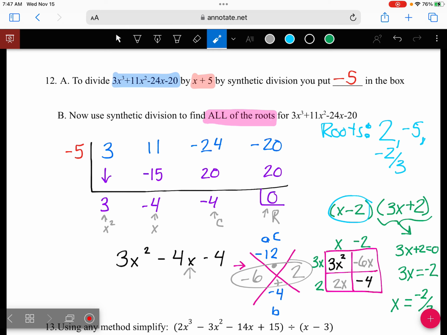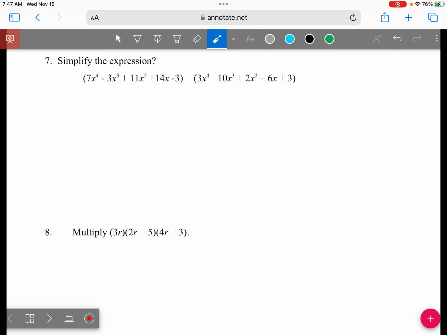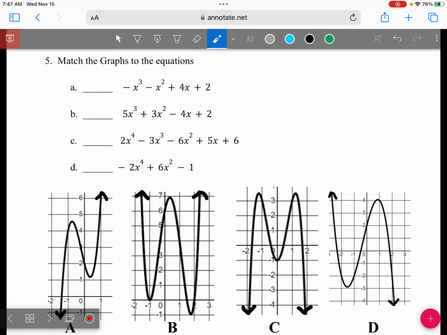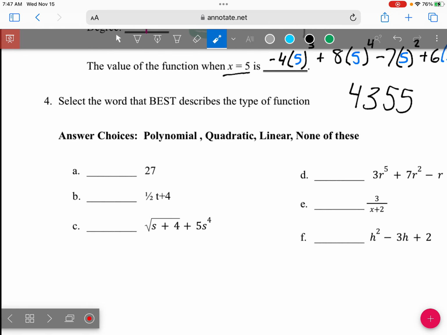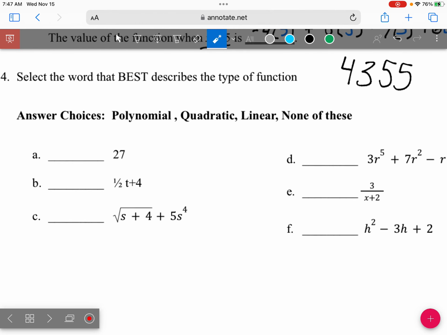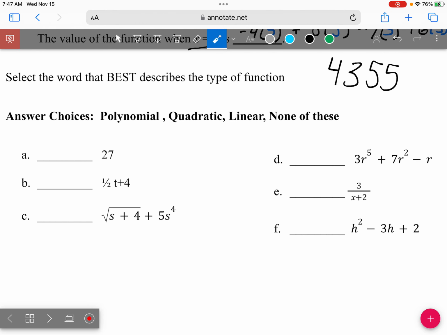What next? 4. So let's get 4. What best describes a function? So a lot of these will have a lot of different names, and we're just looking for which one is the best function name.